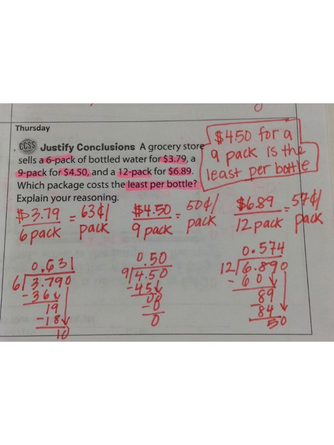It should be bottle. So we're looking for which package has the least per bottle. So out of 63, 50, 57, 50 cents. So $4.50 for a 9-pack is the least per bottle because it's the cheapest.